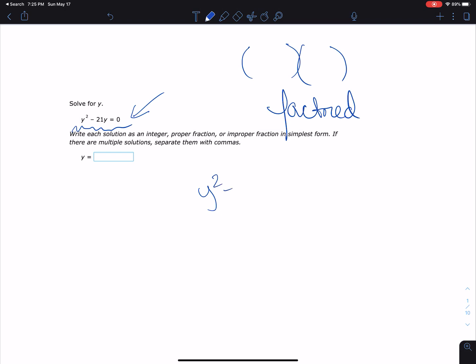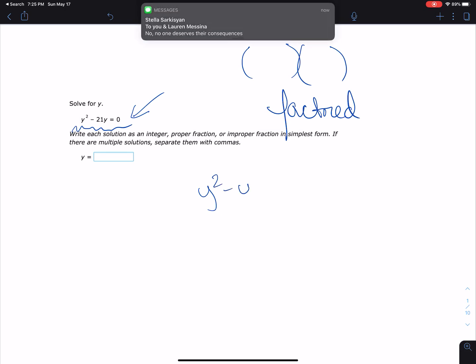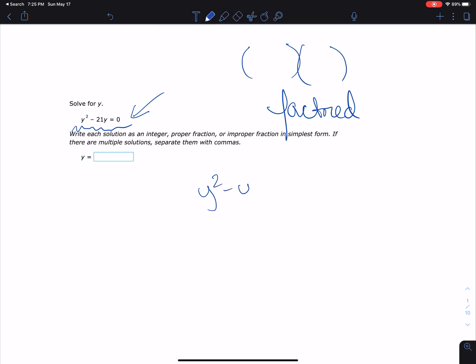So when you only have two, let me undo. Still learning my little pencil here. Okay. So cool. I can just tap it twice and it switches between pencil and eraser.